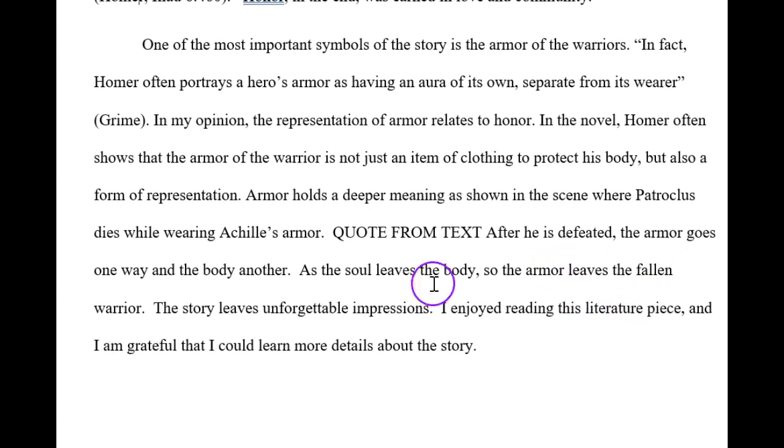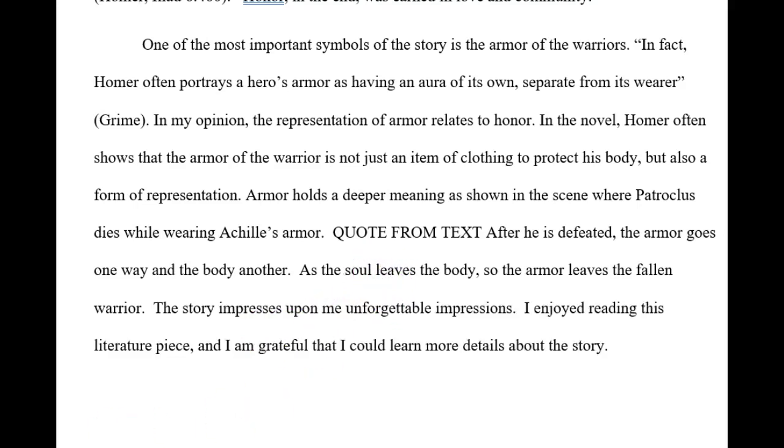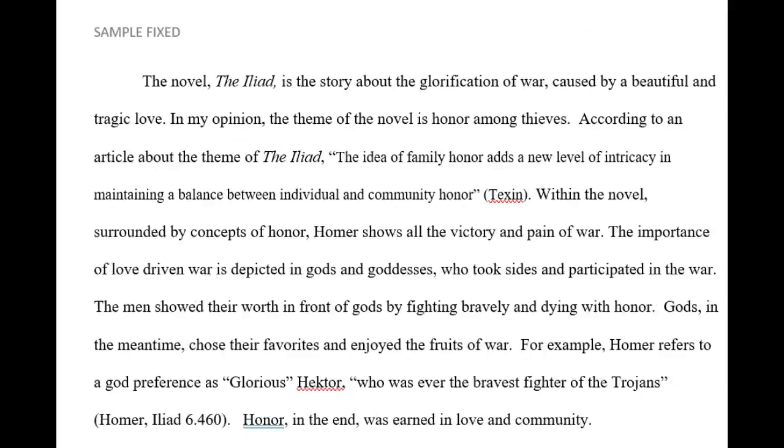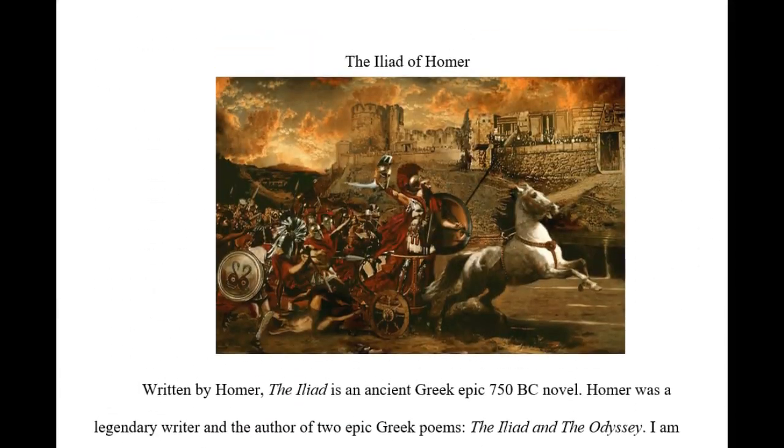After he is defeated, the armor goes one way and the body another. As the soul leaves the body, so the armor leaves the fallen warrior. The story leaves, okay, we got leaves and leaves. Let me fix that. These are the two concluding sentences. The story impresses upon me unforgettable impressions. I enjoyed reading this literature piece, and I am grateful that I could learn more details about the story. All right? So that's the completed fixed essay.